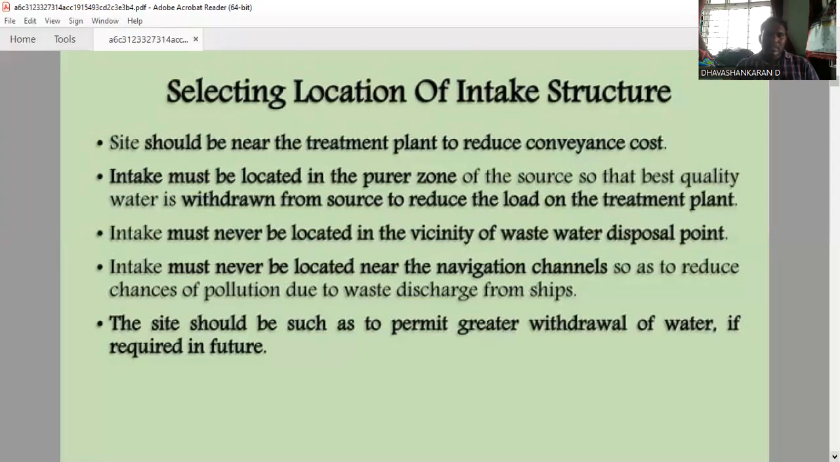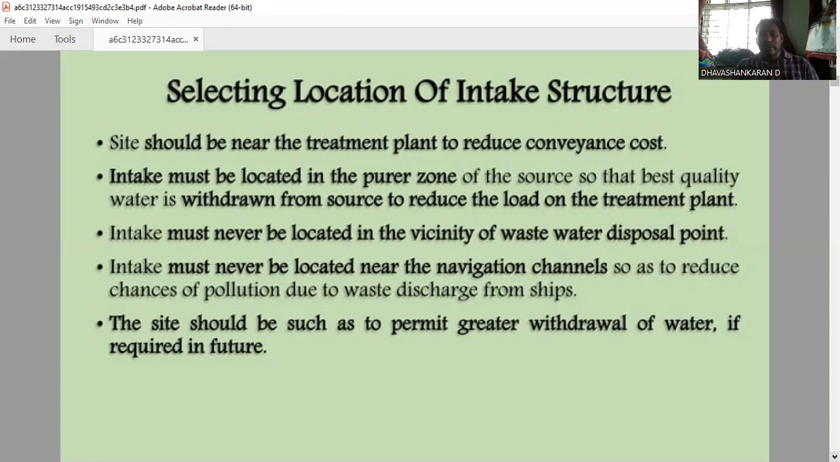So the intake must be located in the purer zone of the source, so that the best quality of water is drawn from the source to reduce the load on the treatment plant. The intake must never be located in the vicinity of the wastewater disposal point.